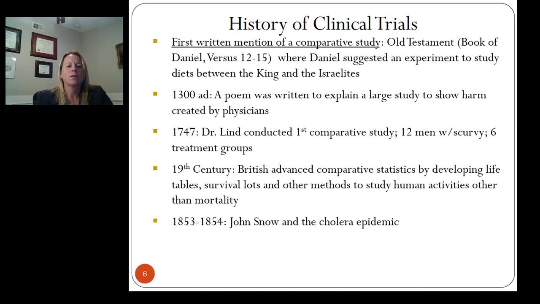The history of clinical trials goes all the way back to the Old Testament, at which point Daniel wrote of an experiment to study diets between the king and the Israelites. There was a poem written in 1300 AD regarding a large study to show harm created by physicians. The first comparative trial of record was that performed by Dr. Lind among 12 sailors suffering from scurvy, and that trial included 6 treatment groups. And we all know about John Snow and his evaluation of the cholera epidemic in London.